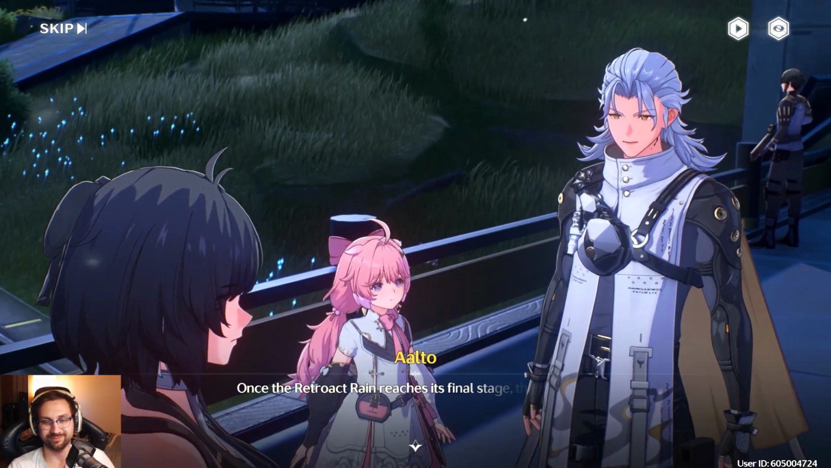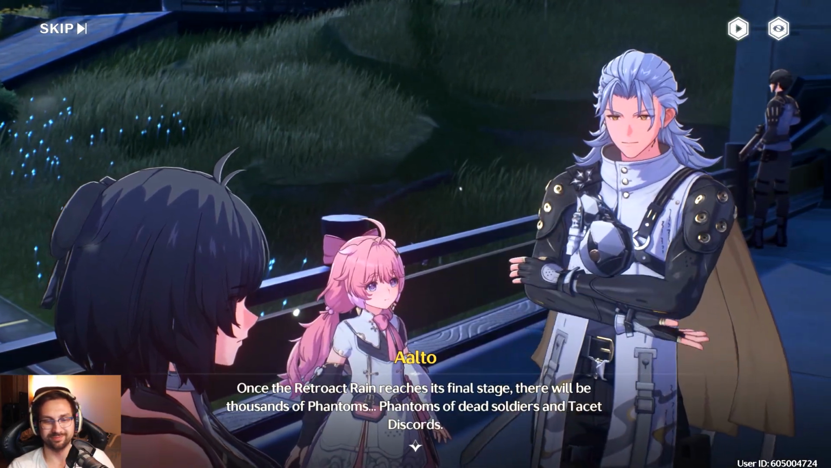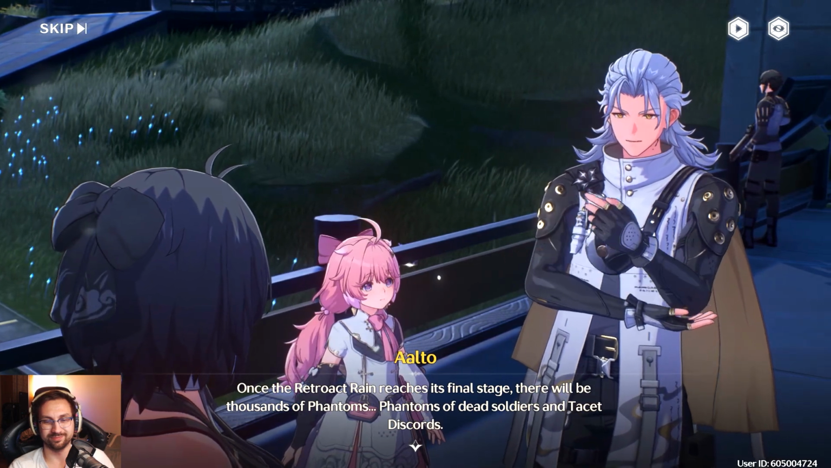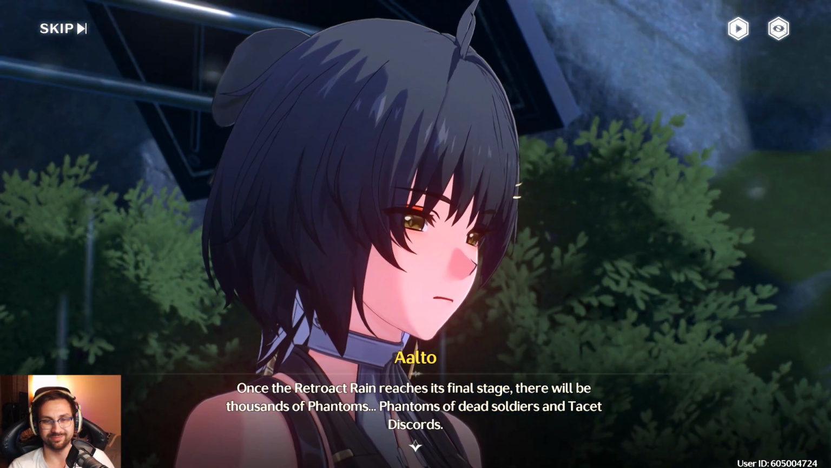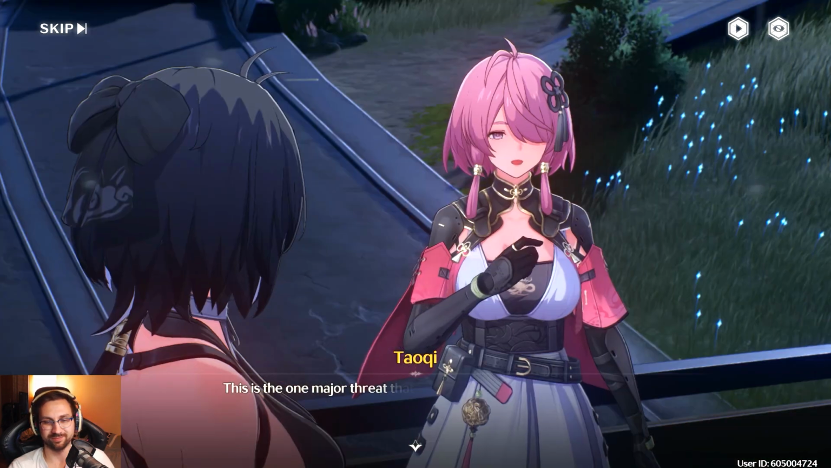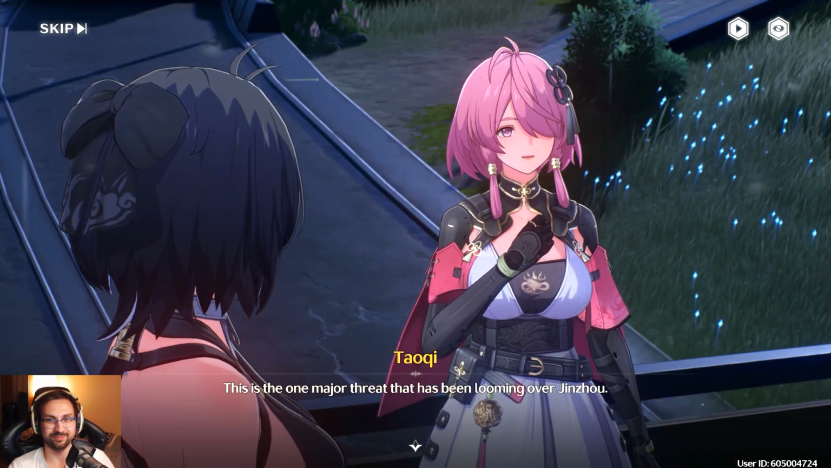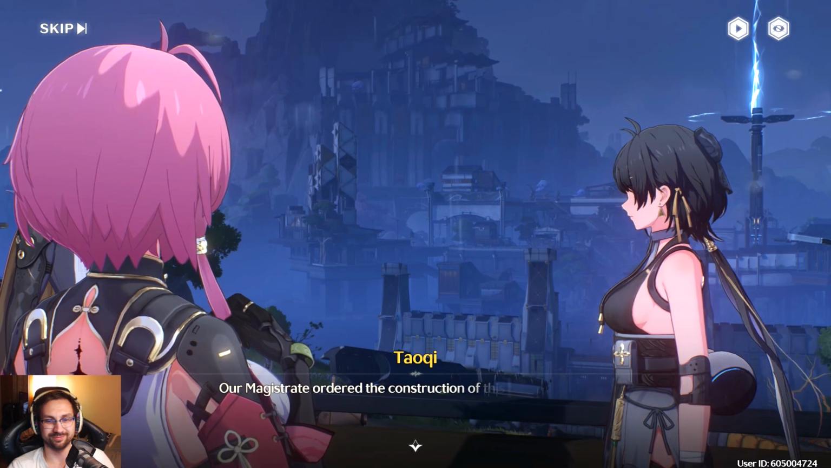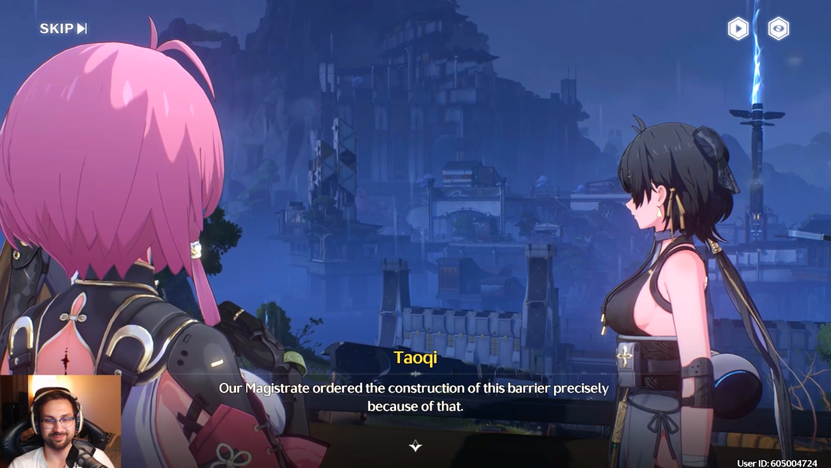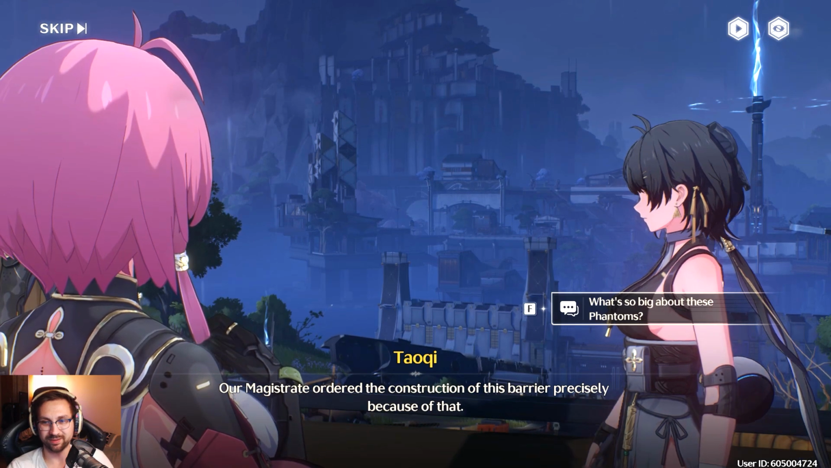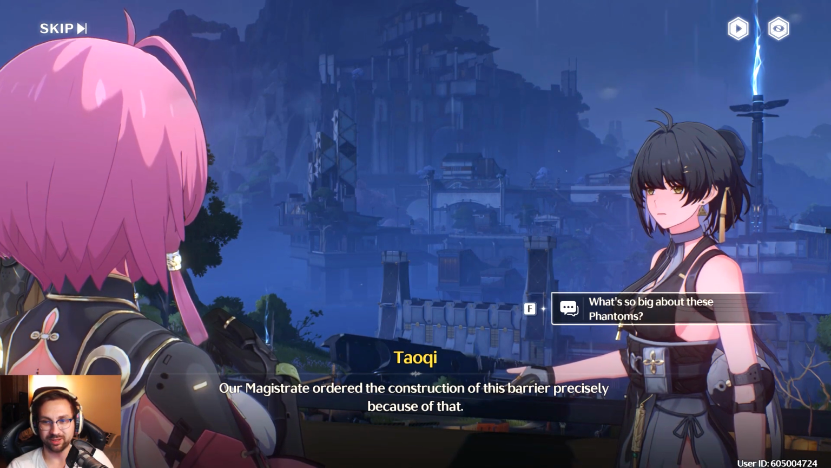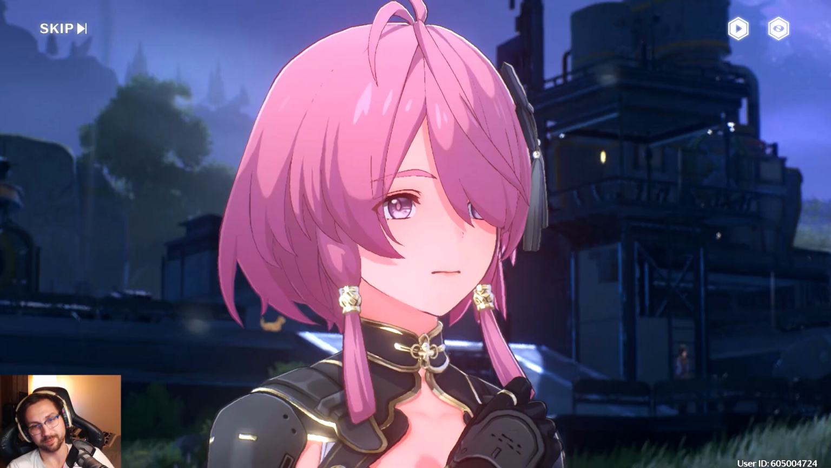Once the Retroact Rain reaches its final stage, there'll be thousands of phantoms. Phantoms of dead soldiers and tacit discords. Yeah, this is the one major threat that has been looming over Jinzhou. Our magistrate ordered the construction of this barrier precisely because of that. What's so big about these phantoms?